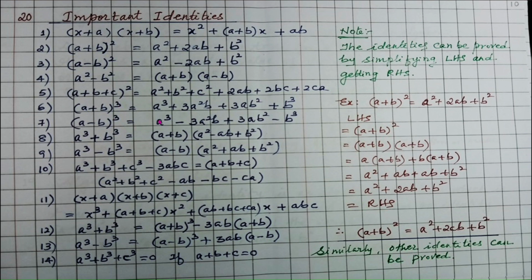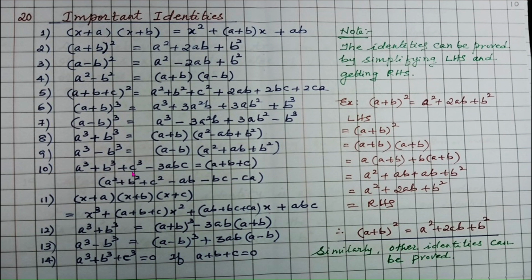(a plus b) whole raised to cube is equal to a cube plus 3a square b plus 3ab square plus b cube. (a minus b) whole raised to cube is equal to a cube minus 3a square b plus 3ab square minus b cube. a cube plus b cube is equal to (a plus b) in the bracket (a square minus ab plus b square), and this is factorization here. a cube minus b cube is equal to (a minus b) in the bracket (a square plus ab plus b square). a cube plus b cube plus c cube minus 3abc is equal to (a plus b plus c), and again in the bracket (a square plus b square plus c square minus ab minus bc minus ca).